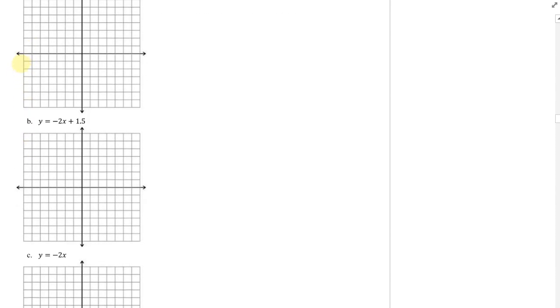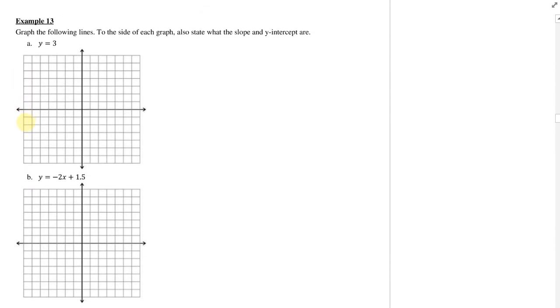So I have now on this next page just slightly trickier examples. So I want you to pause the video and give all 3 of them a try. Hit play when you're ready.